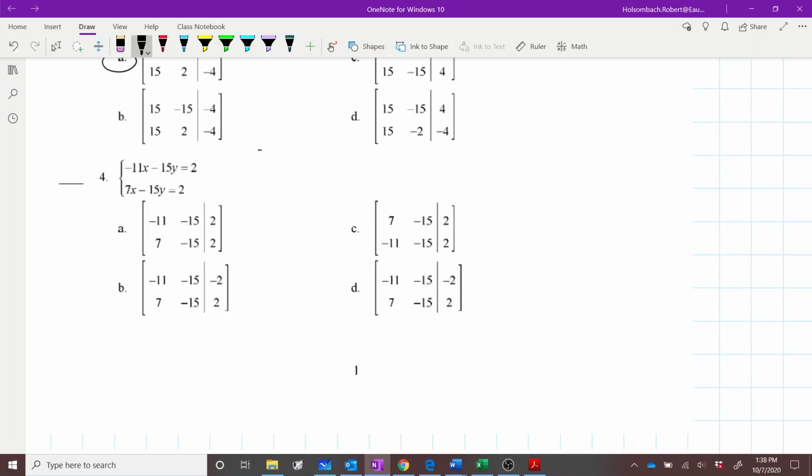And number 4, same concept. -11, -15, and a 2. 7, -15, and a 2. So -11, -15, 2, 7, -15, 2. Answer choice A.